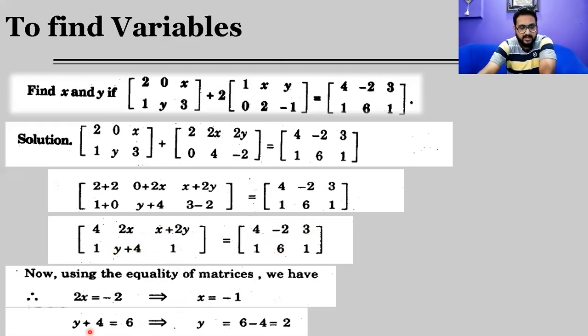So y plus 4 equal to 6. We can compare both matrices. 4 is here, plus 4. Move it to the right hand side, it becomes minus 4, and 6 minus 4 equals 2.